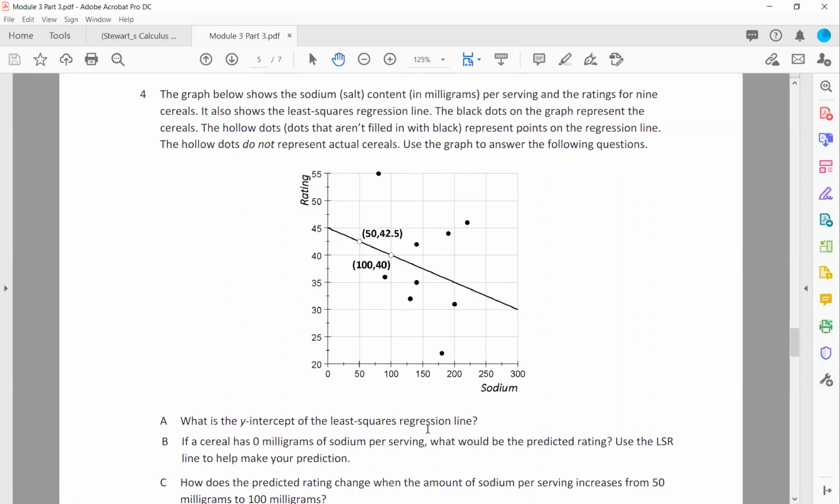Okay, the y-intercept is the point of intersection with the y-axis. This is your y-intercept, which is 45. Y-intercept means that you're working with your y value. What is the y value? Y value on the vertical axis. This is the point of intersection of this line with the y-axis, which is 45 as the rating.